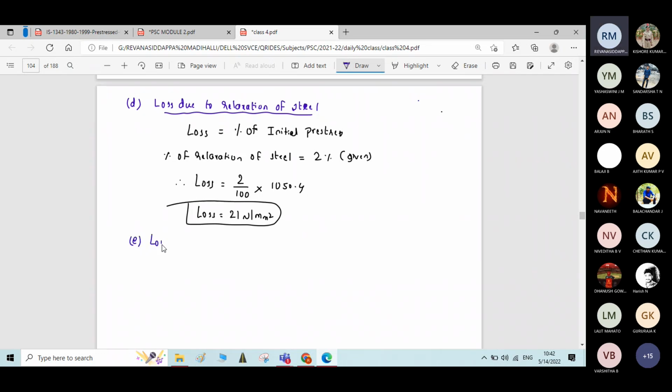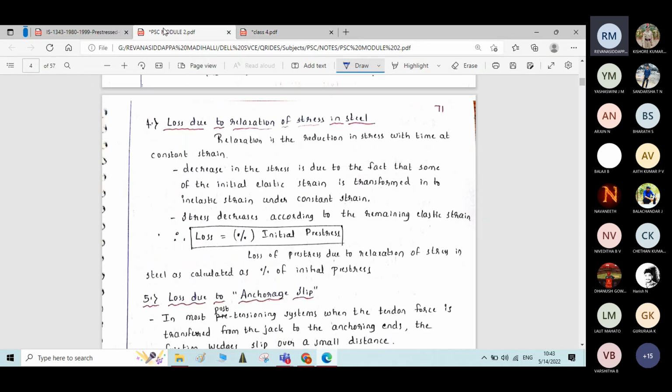Loss due to anchorage slip. Anchorage slip. Okay. Now how to calculate loss due to anchorage slip?